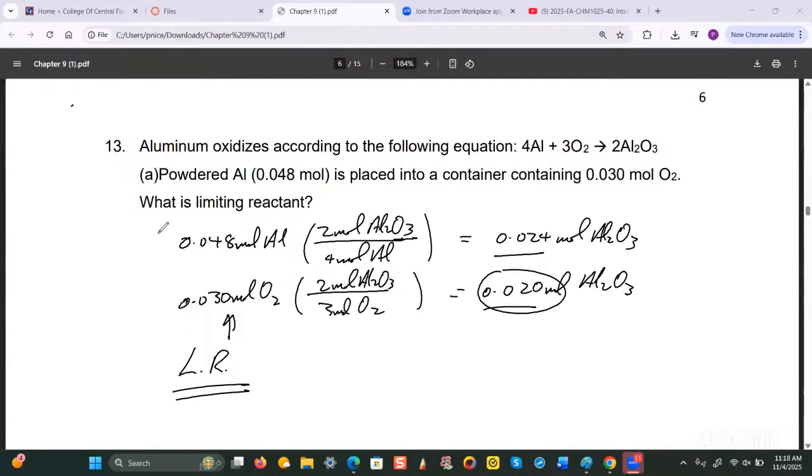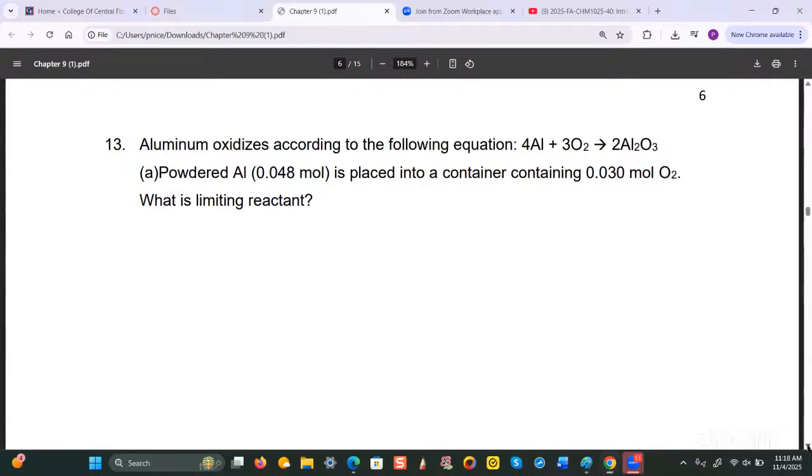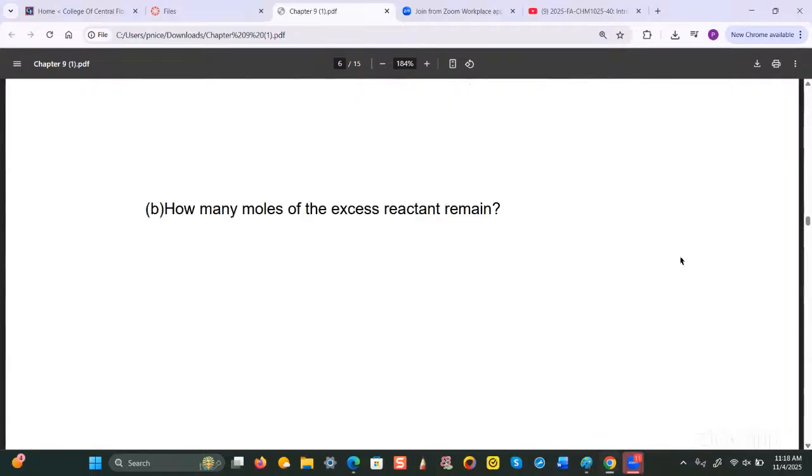Alrighty, so let me clear this. If it's okay, can I clear it? And let me scroll down. Oh, there's a B part. How many moles of the excess reactant remain? All right, so I shouldn't have deleted that. I think I'm going to need some information.